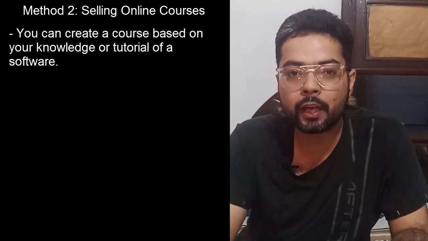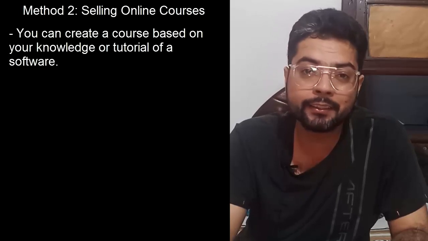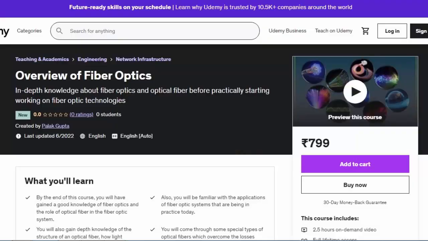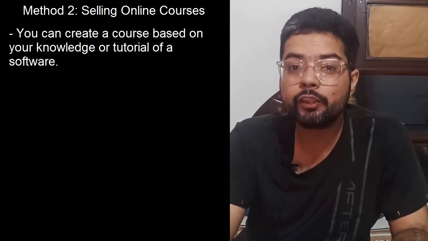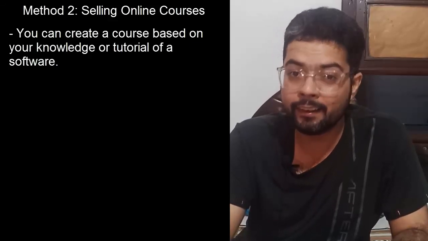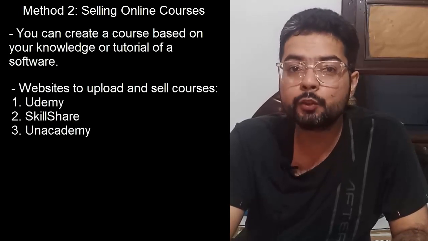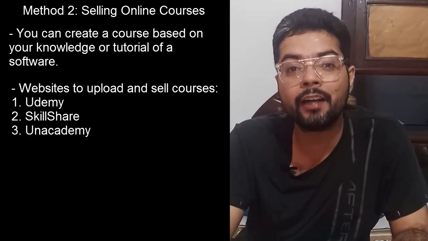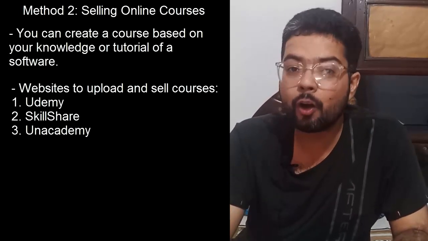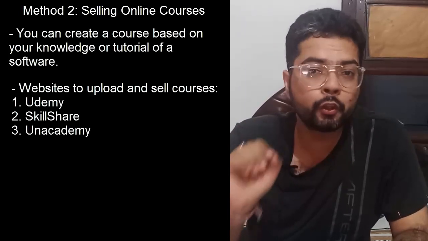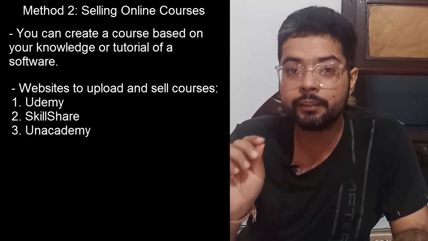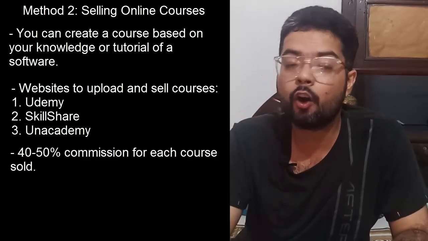Here I would like to show you an example of one of my friends named Palak, who has created an online course on optics and is now selling that course on Udemy. There are many websites where you can upload your course and sell it. One of them is Udemy. Then you have Skillshare, or you can even sign up on Unacademy. You can use Facebook or Instagram ads to promote your course. Here again you can easily get 40 to 50% commission from each sale of that course.